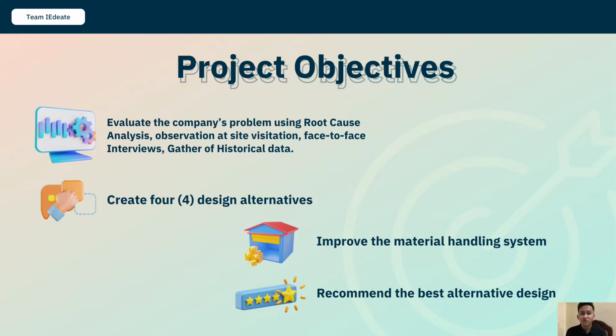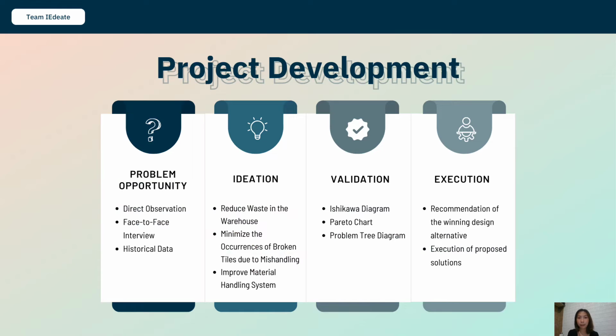Third, to improve the material handling system to reduce the occurrences of broken tiles due to mishandling, that will ensure all the products are properly stored and safe at all times, and in a way that allows them to be easily accessed by employees, which improves the warehouse productivity. And lastly, recommend the best alternative design that addresses relevant problems as well as focuses on the improvement of the Zeta International Trading Corporation.